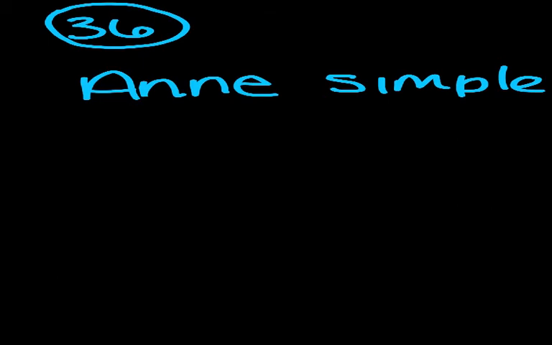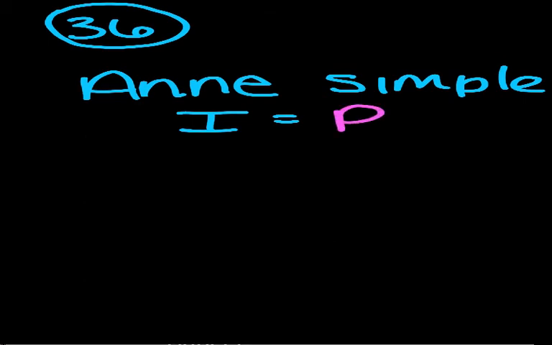If you see a question on the STAAR test and it asks you about the simple interest, you're going to go straight to your reference chart and you're going to write down the formula for simple interest, which is I equals principal times the rate times the time. And then you're just going to replace the variables with numbers.